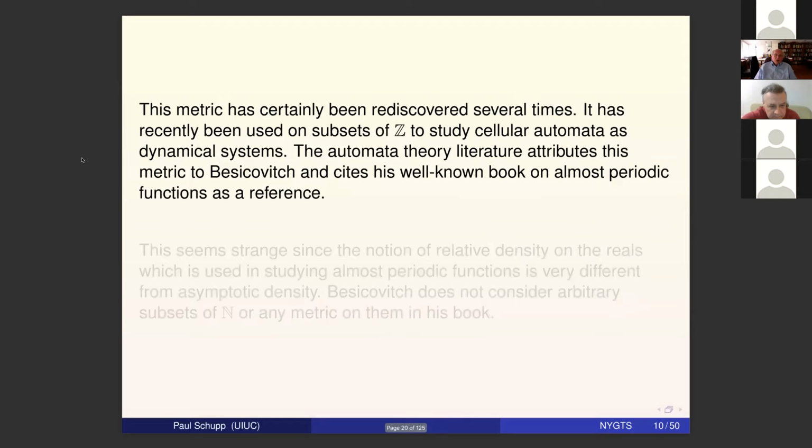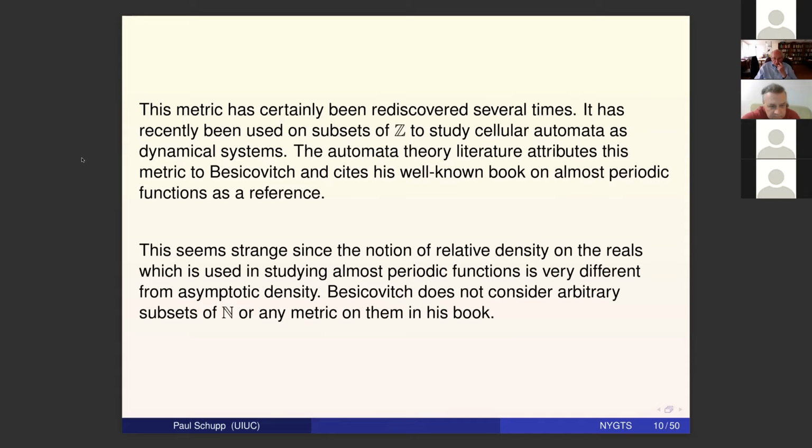Now, I'm sure this metric has been discovered many, many times. I would imagine this was certainly considered by Kuratowski and Sierpinski, members of the Polish school, sometime. It has recently been used on subsets of Z to study cellular automata as dynamical systems. For some reason, the automata theory literature attributes this metric to Besicovitch and cites Besicovitch's book on almost periodic functions as a reference. This seems strange to me, since the notion of relative density is used in studying almost periodic functions. Actually, I learned about this by going through Besicovitch's book to see if it was in there. It may be somewhere else, but in his book, he certainly doesn't consider arbitrary subsets of N or any metric on them or anything like that. So as I say, I would suppose someone thought about this metric in the 20s.